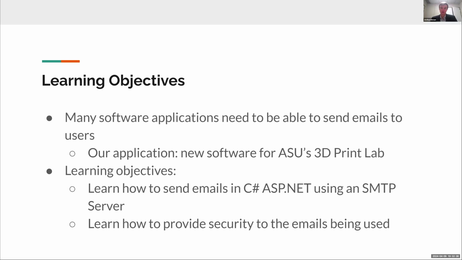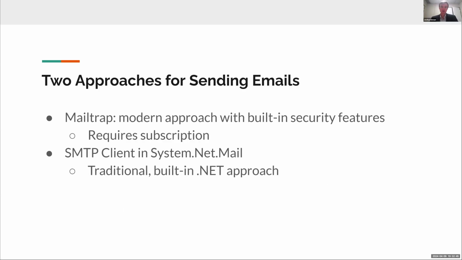Obviously, we want to make sure our password is protected, that everything is secure. So there's two broad approaches for sending emails in .NET. We first have Mailtrap, which is a modern approach. It has a lot of built-in security features, but it does require a subscription.